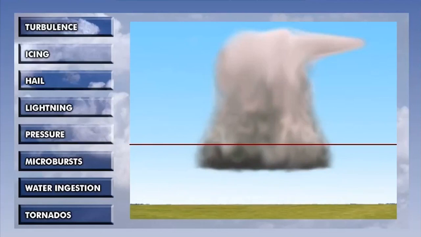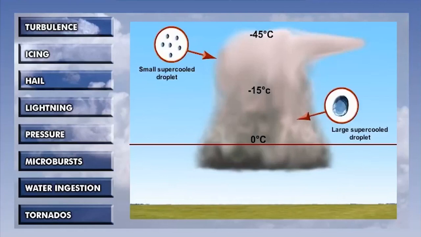Icing. Severe icing can occur in cumulonimbus clouds between 0 and minus 45 degrees Celsius, but can be particularly significant in the range -3 to -10 degrees Celsius. High concentrations of large, supercooled water droplets can lead to severe clear icing on the airframe very quickly indeed. Carburetor icing can occur at temperatures between -10 and +30 degrees Celsius.